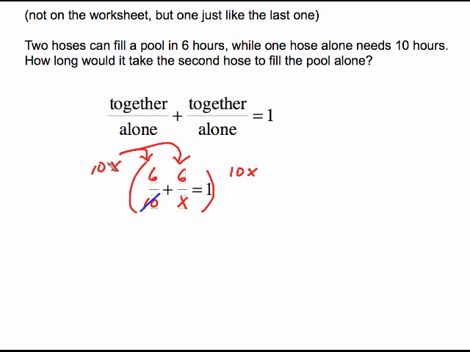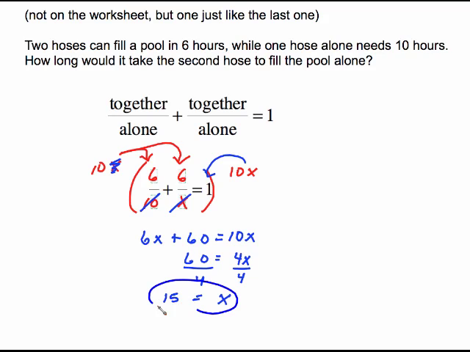10 cancels with that 10, leaving x. So x times 6 is 6x. And over here, x cancels with x, and I have to do 10 times 6, which is 60. And then over here, I have to do 10x times 1, which is just 10x. Very simple equation to solve. Subtract 6x from both sides will give me 4x. Divide both sides by 4, and x equals 15 hours. And you can put the 15 in here and check it like I did on the last one. So that's a couple of the more complicated work problems.